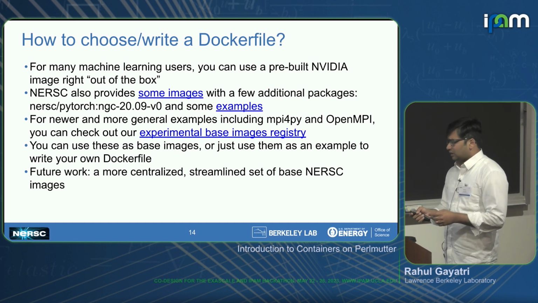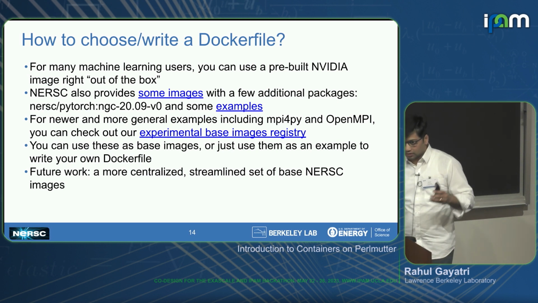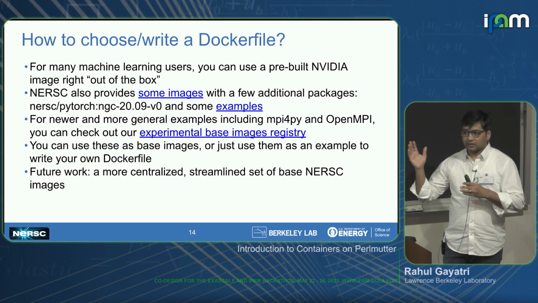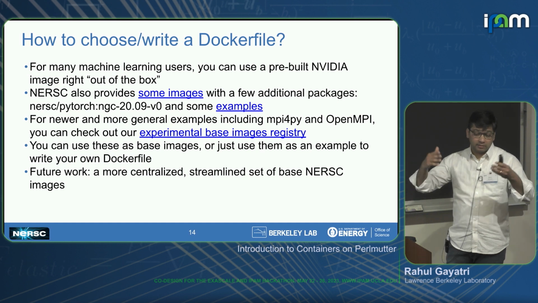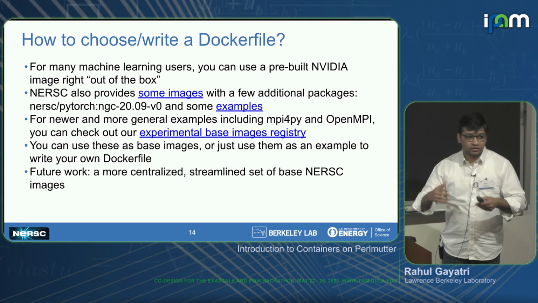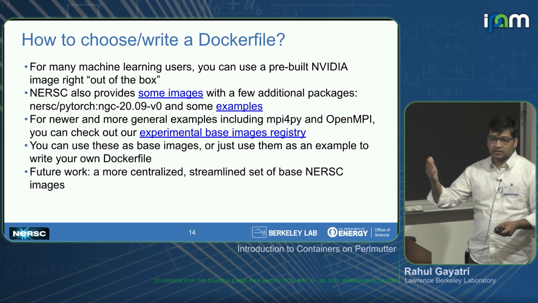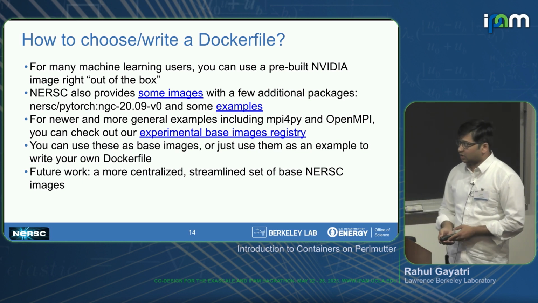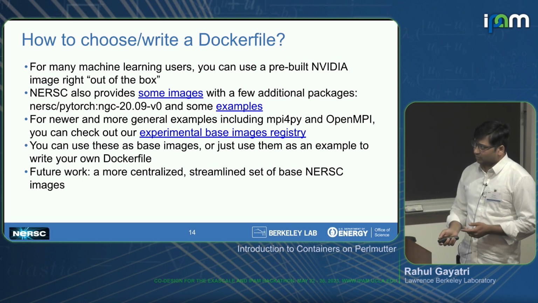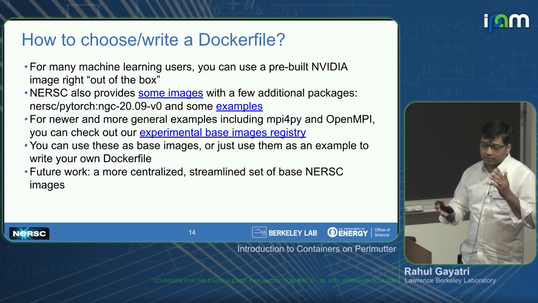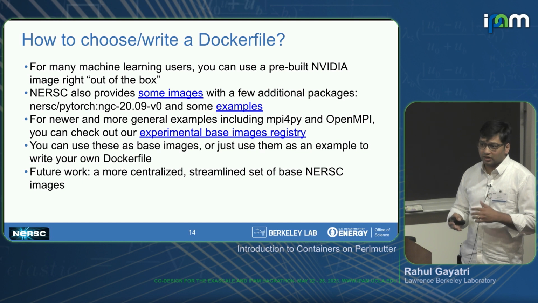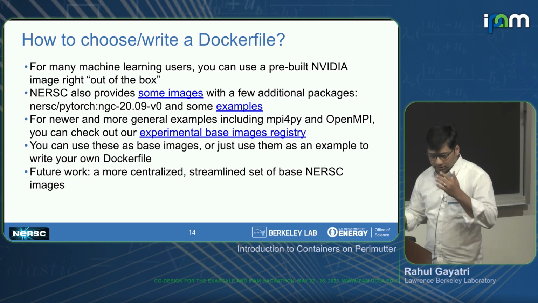In the future, we want to have a base set of images that users can just build off, like a base image of MPICH or OpenMPI and things like that. Users can just pull from there and then start building their software on top of that. Right now, we don't really have a reliable way of doing it. We have snippets of how you can write this in your own Dockerfile, but we don't have a centralized set of base images.